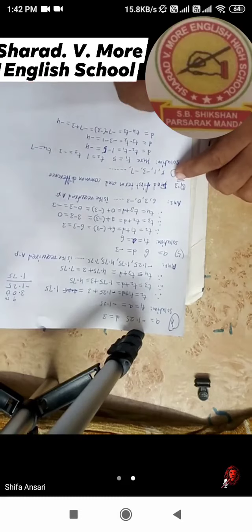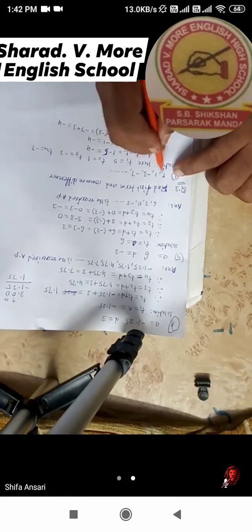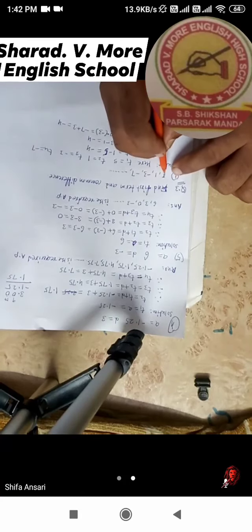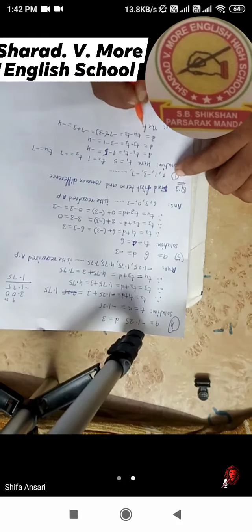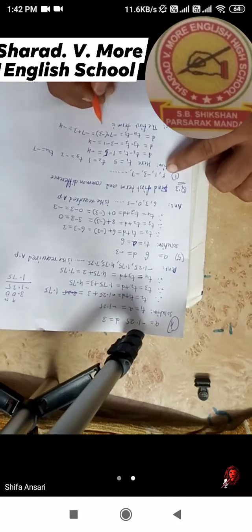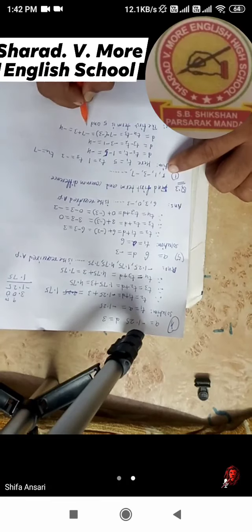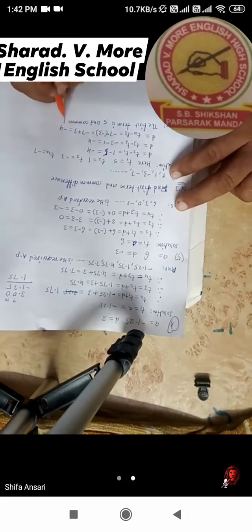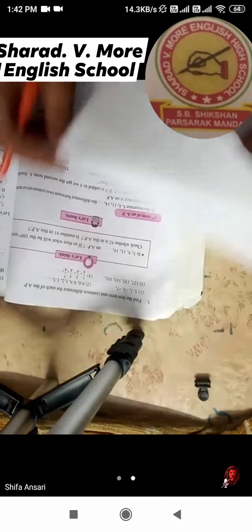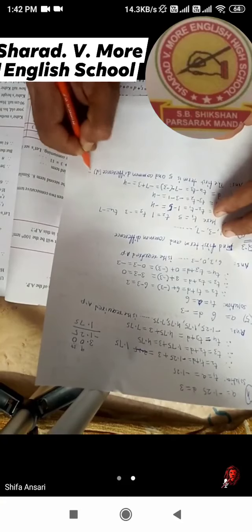Okay. Now write down the answer. From the list itself we found the T1, means term 1, the first term is 5, and common difference, D is equal to minus 4. It's clear now how to solve these questions.